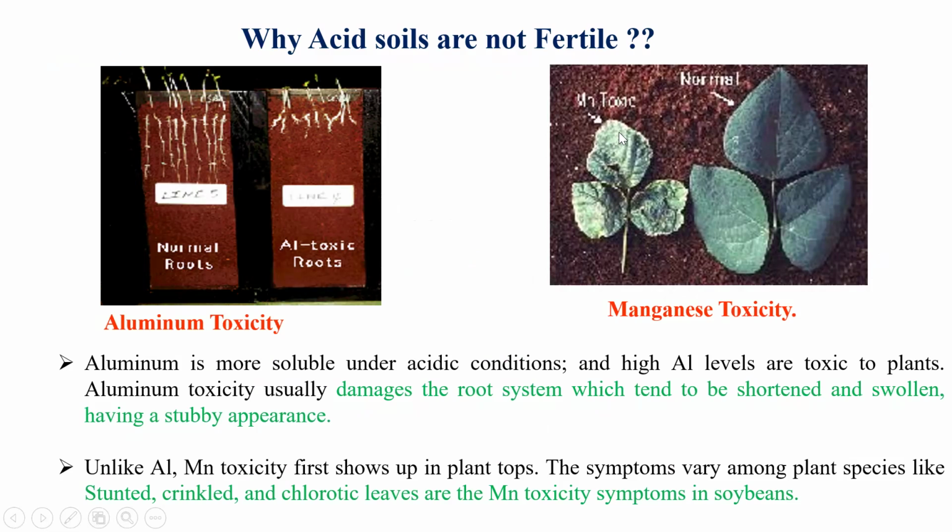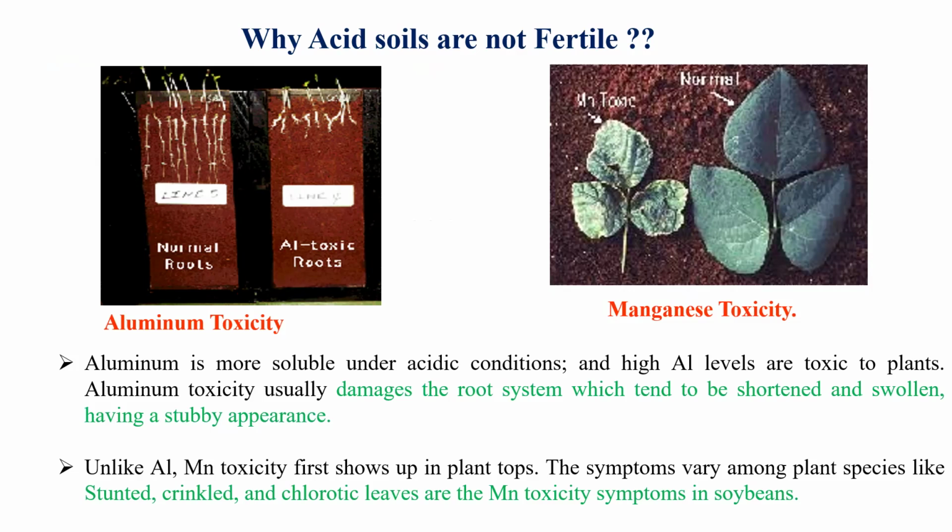Why are acid soils not fertile? Acid soils are not fertile because of toxicity due to the low pH. This low pH occurs because of low base saturation. This low base saturation takes place because of the release of high amounts of aluminium, iron, and manganese ions.